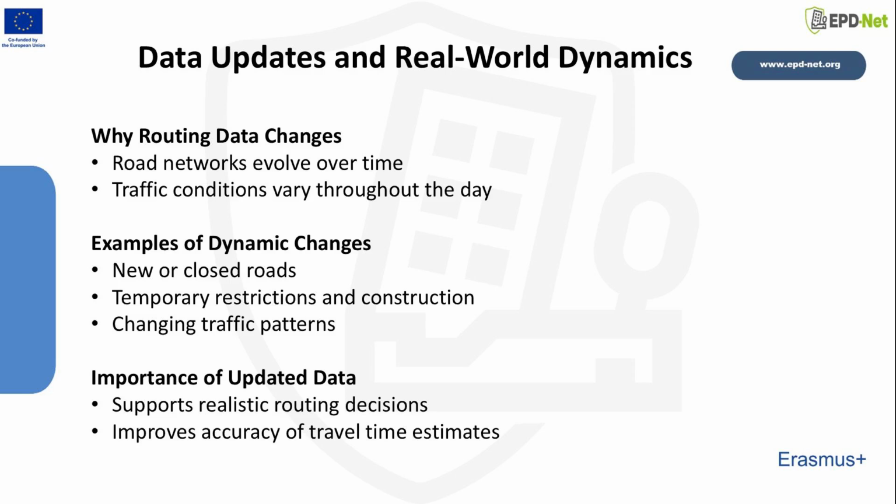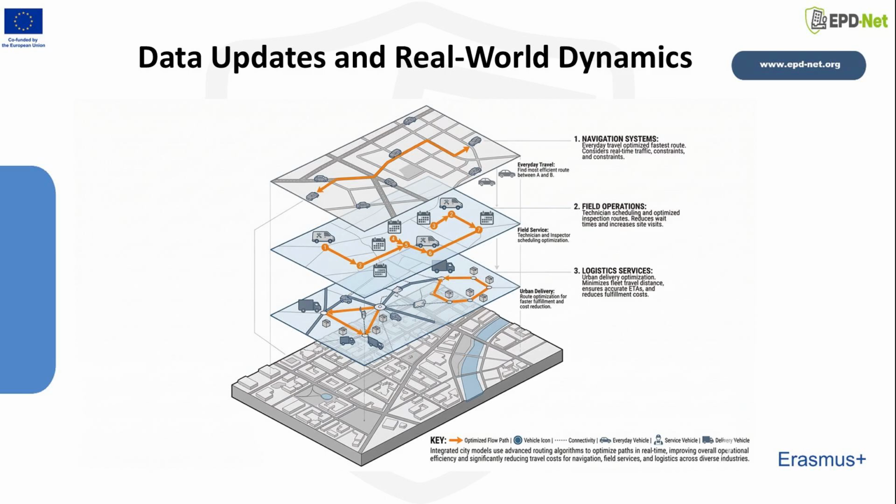If routing systems do not account for these changes, calculated routes may become inaccurate or impractical. Keeping routing data up to date is essential for producing reliable routing results. Updated data allows routing systems to reflect real-world conditions more accurately and supports better travel time estimation and decision-making in operational scenarios.